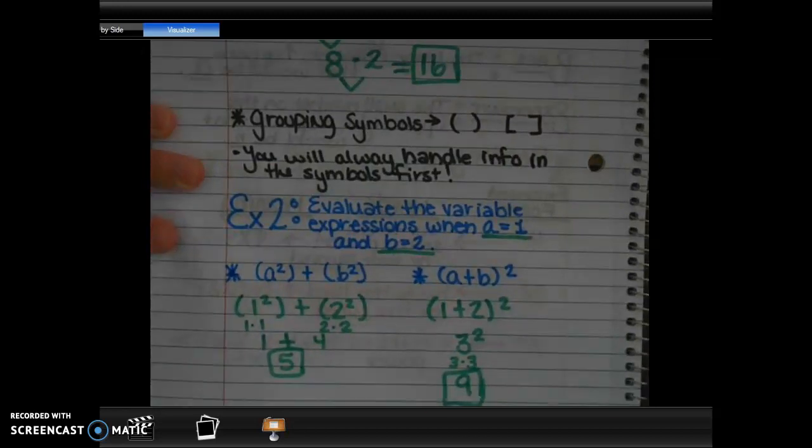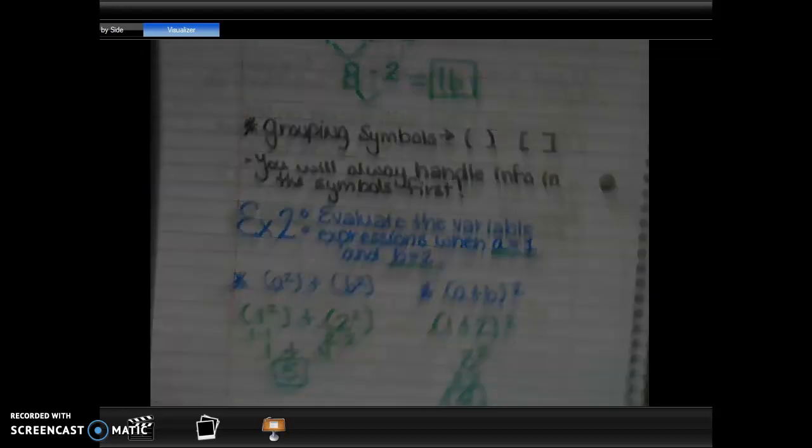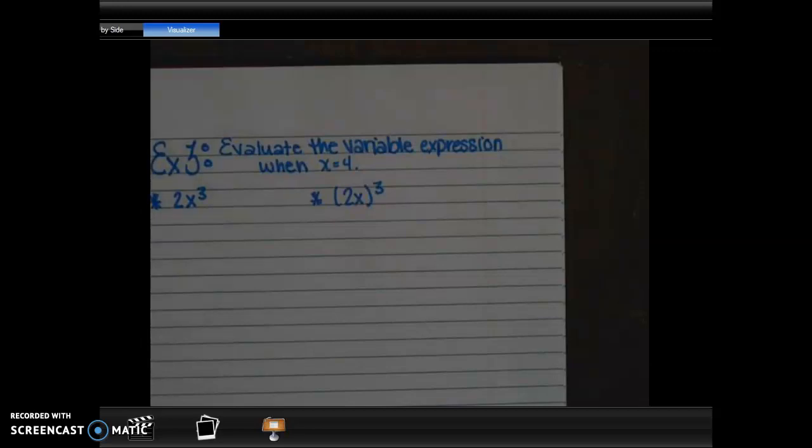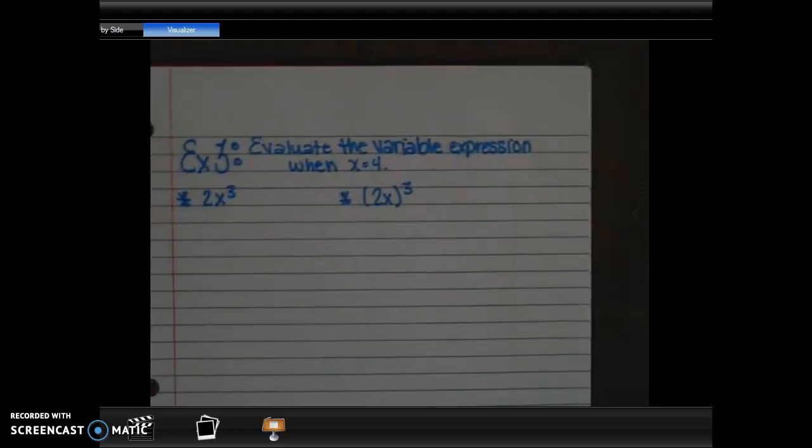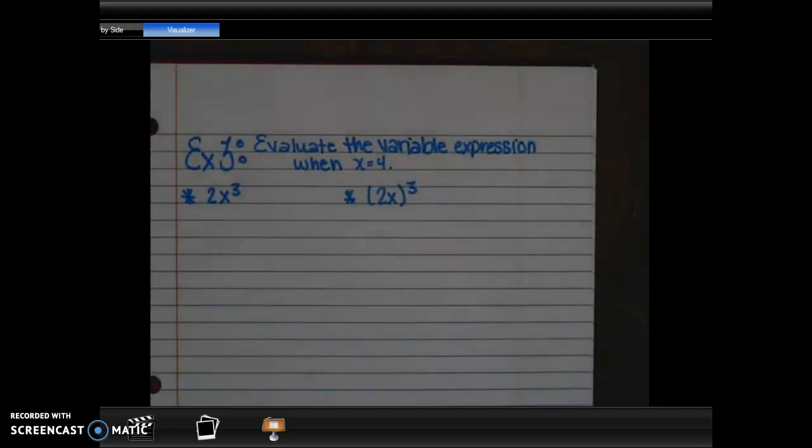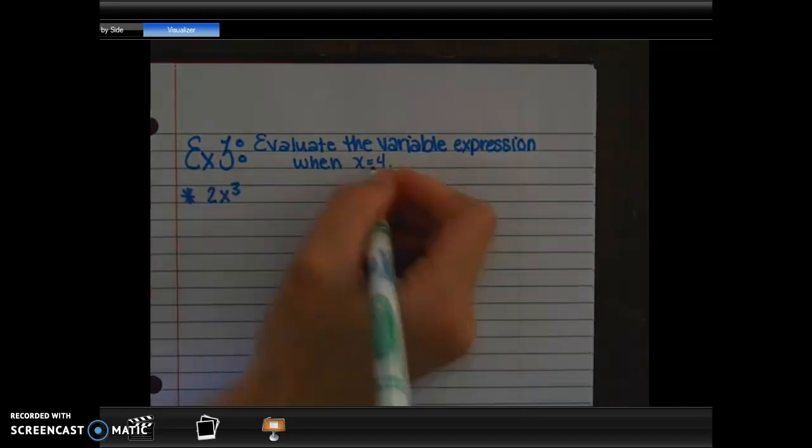Okay, let's do one more example. We're going to do an example using grouping symbols when it comes to multiplication. Okay, so our first one here, we have to evaluate the expressions with the variables whenever x equals 4. All right, so we have 2x cubed. So we're going to substitute this in.